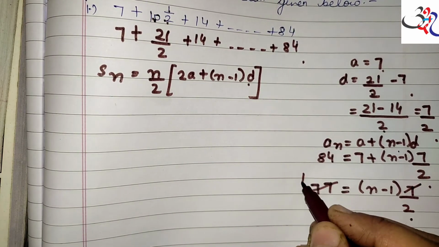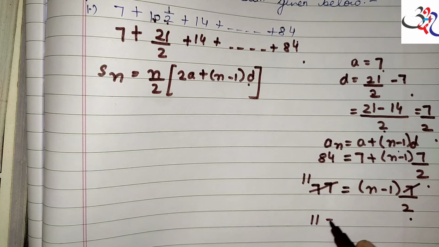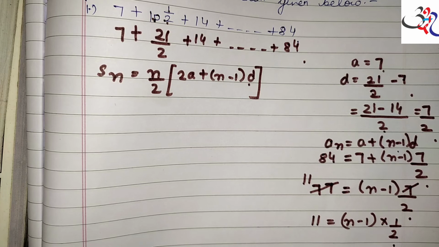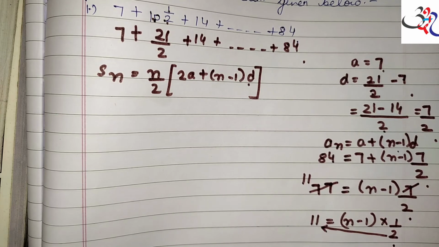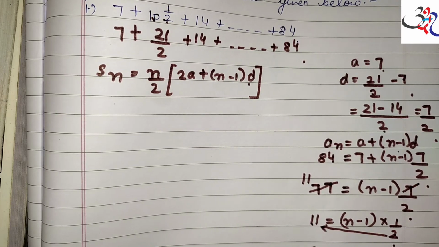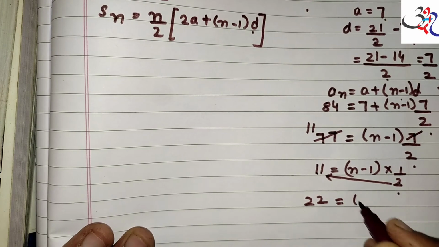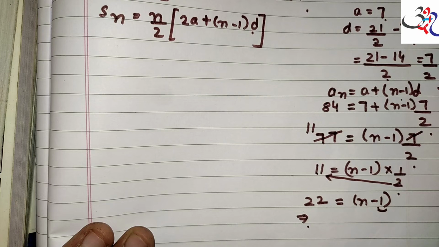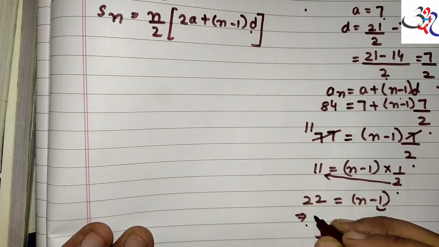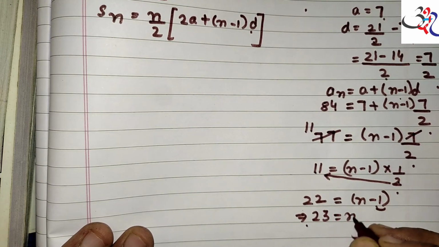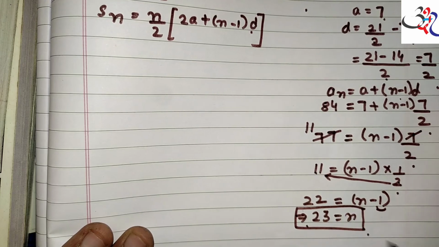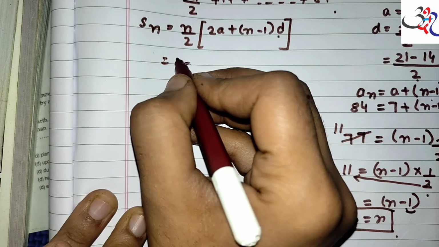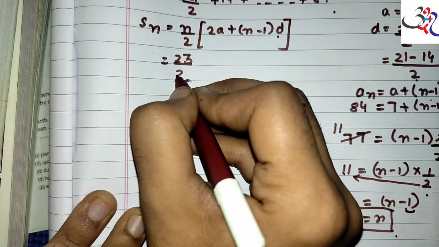So it will get cancelled out. It will become 11 is equal to n minus 1 into 1 by 2. So this 2 will be multiplied here. So 11 into 2 will become equal to 22, which is equal to n minus 1. Again, this one is being subtracted here. When it goes to the left hand side, it will become equal to 23. So 23 will be equal to n. So put the values now and you will get your answer.